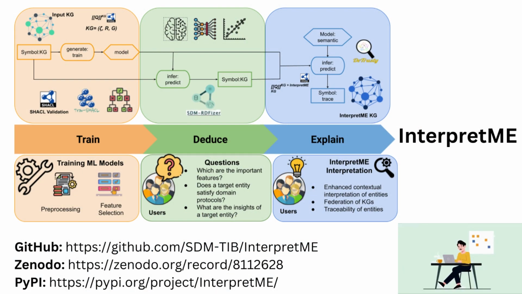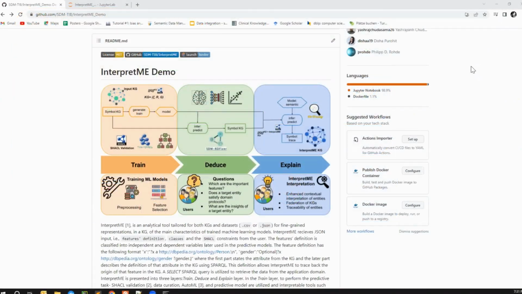Let's start with a quick overview of our tool. As you can see on the screen, the title of our tool is InterpretME, which is a powerful solution that simplifies machine learning model interpretability. Following the FAIR principles, InterpretME is available on Zenodo, PyPI, and GitHub. The following GitHub repo contains the code for demonstrating InterpretME.